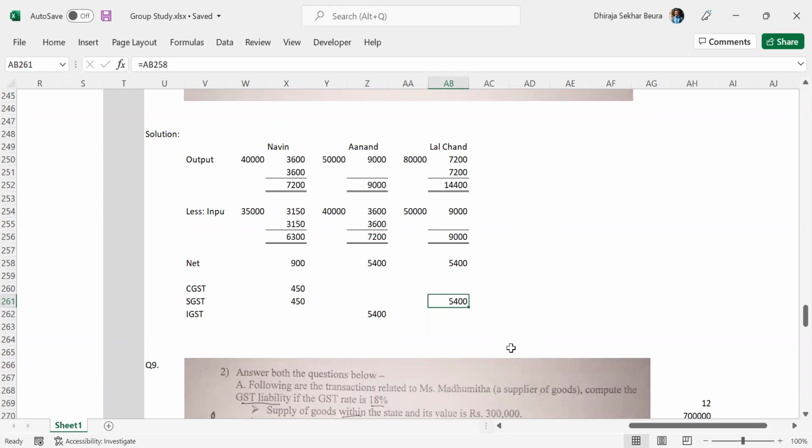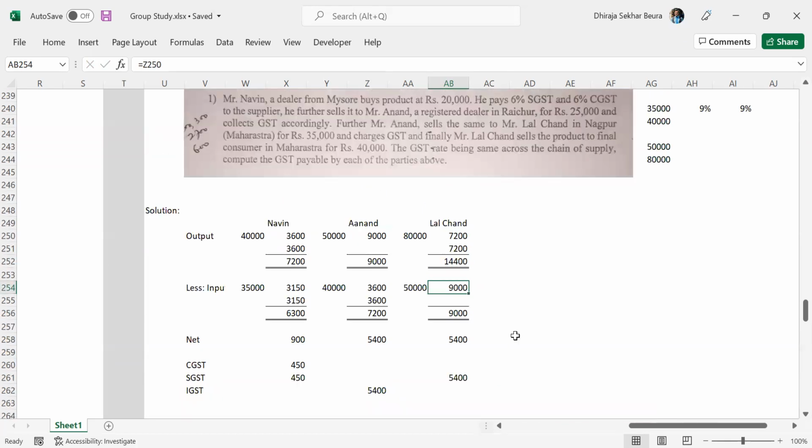Anessa, sorry, you said 5,400 for Lalchand, right? No, 4050 actually I got. Okay. Can you match and see if you have made some mistakes anywhere? Yeah, I have. Actually, since the beginning itself, nothing is matching for me. So I think I got the amounts incorrectly. Okay. For 9% of 40,000, I got 3,600, and then the input was 9% of 35,000, which was 3,150. Correct. So the balance was 450 each.